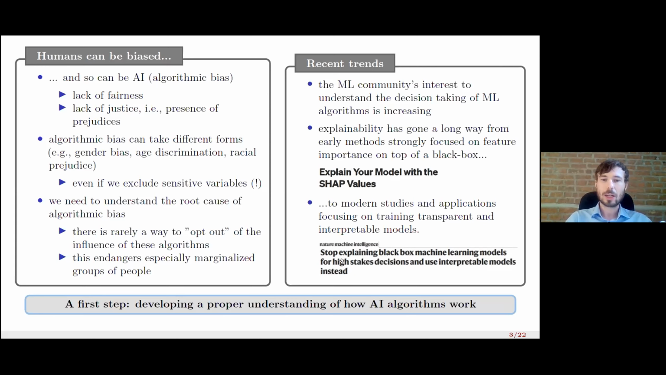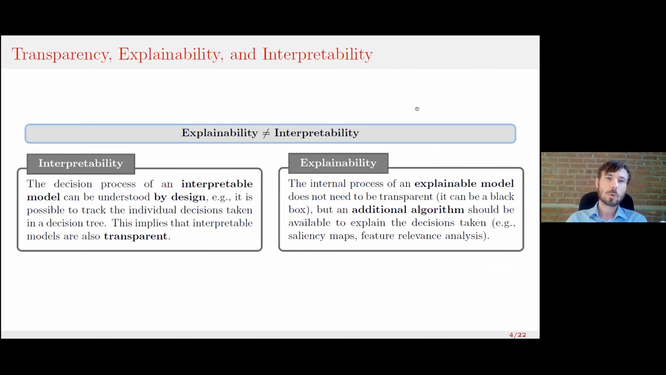There has been a very large interest these days in better understanding the decision-making process in these algorithms. Two notions have very often appeared, and they are not interchangeable. There is the notion of interpretability, and there is the notion of explainability. So let me explain why they are different.